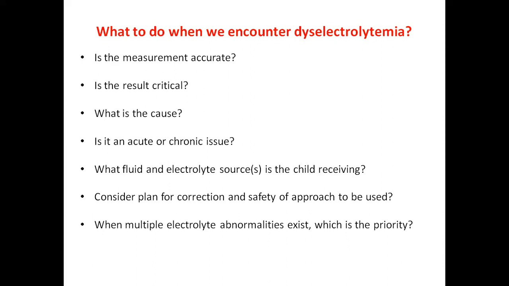The first and foremost is whether this is the true disturbance. Once you have a true disturbance, you need to question yourself whether it's critical or non-critical. Critical, treat it first, then you think about the cause. So the next question is, what is the cause? Once you identify the cause, whether it's acute or chronic, then what is the source of electrolyte the child is getting, and plan and safety approach. So these are the common questions you need to ask when you see an electrolyte abnormality.